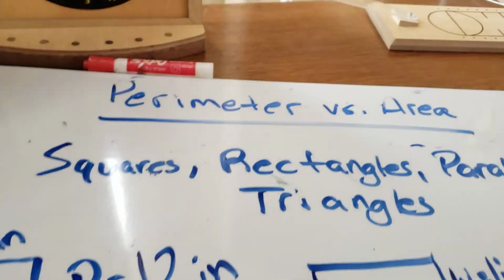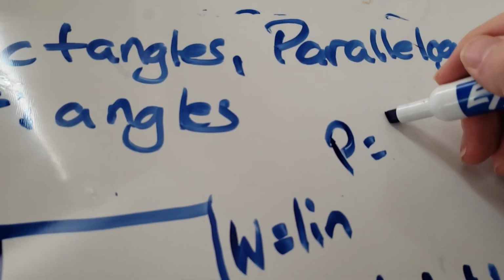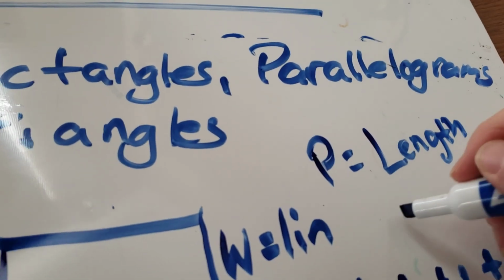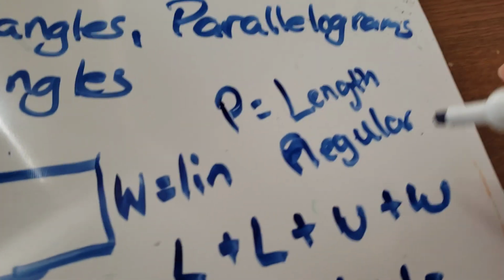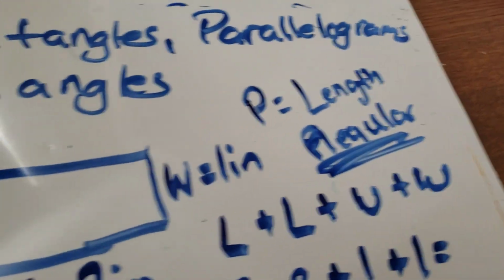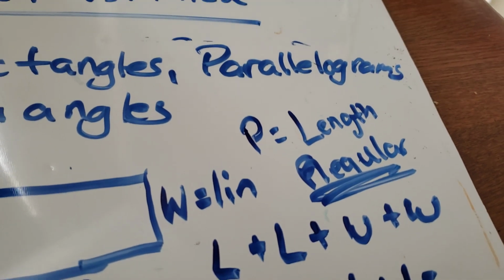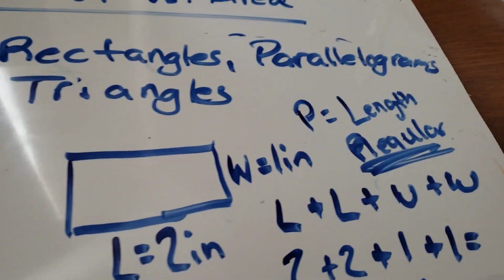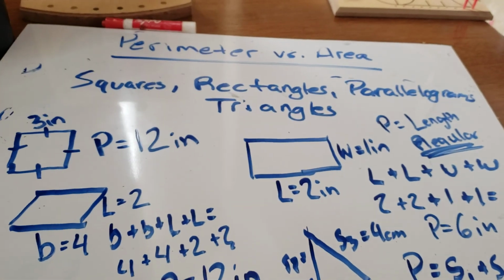Now, remember with perimeter, perimeter is a distance of length. And so with units of length, we have regular units. Regular units, nothing special about them. Inches, feet, centimeters, miles, whatever it might be. With perimeter, it is a single dimension, so our units stay in that single dimension. And we will revisit area here in just a minute.